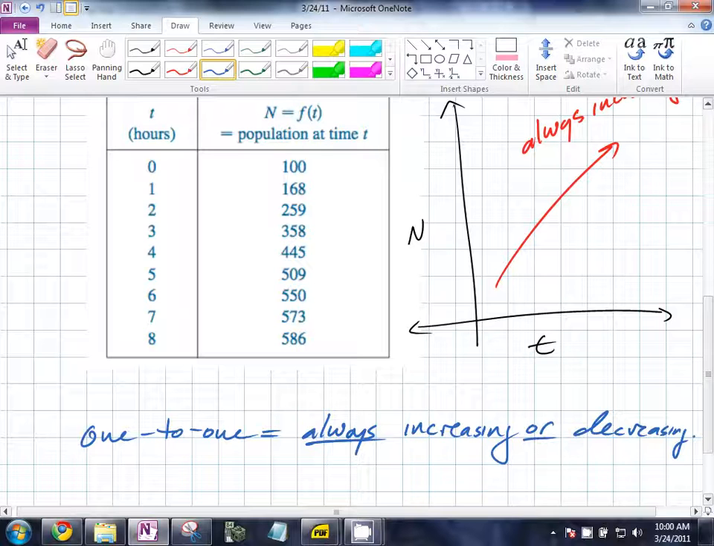But is it possible for a function to not be increasing or decreasing anywhere? Yeah, it is. What kind of function is it? y equals 4. What kind of function? There's a name for that kind of function. It's not moving, so it's always what?